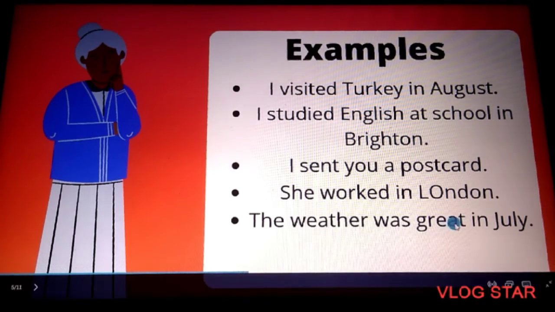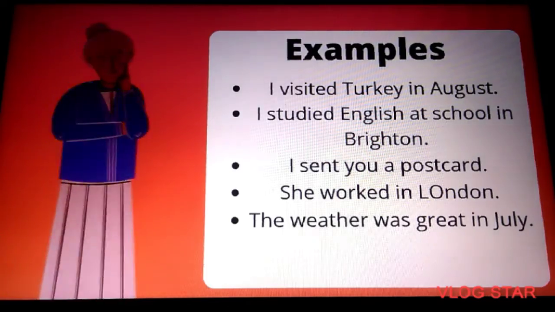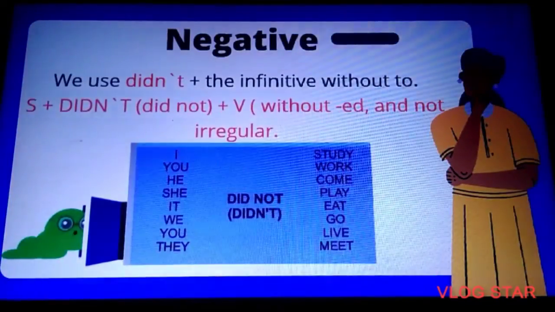The weather was great in July. Was is the verb to be, so it is an irregular verb, and it is also in the second column. Let's move on. Then the negative one.